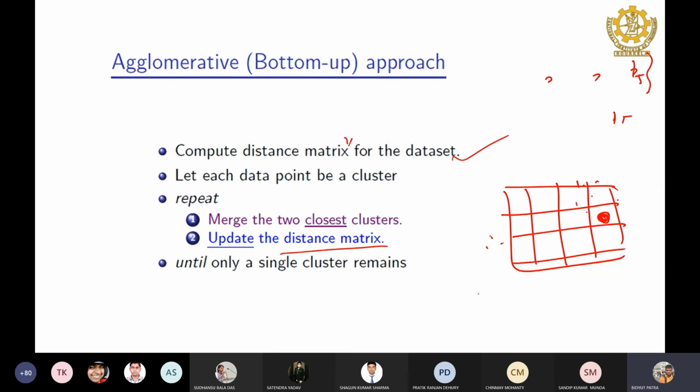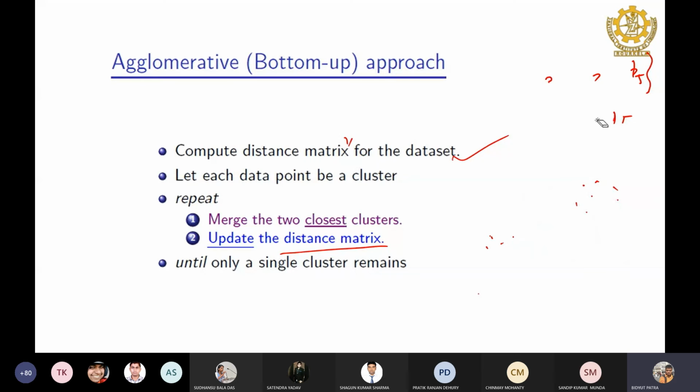There are two differences here. When you merge the two closest clusters, it is irrespective of any algorithm. Always you take the minimum distance cluster. But when you update the distance matrix, that time you have to compute the distance from one cluster to another cluster. And then you have to choose: if it is single link, you take the distance from the two closest points. If you consider complete linkage, you take the farthest distance.